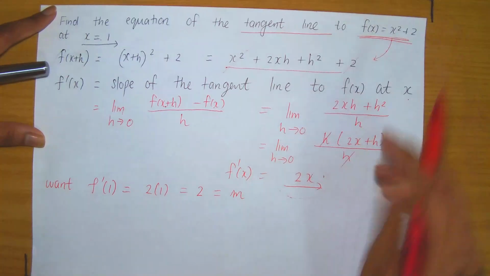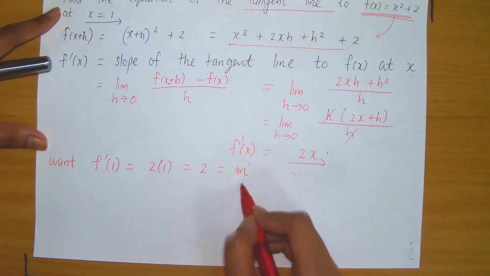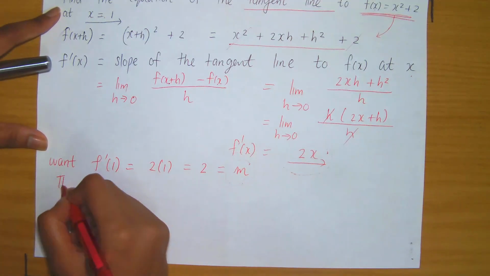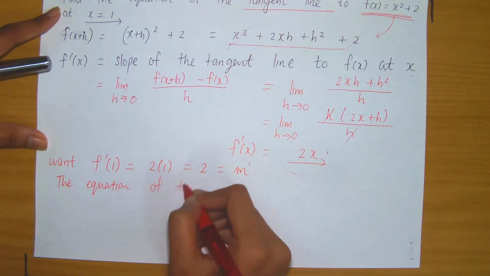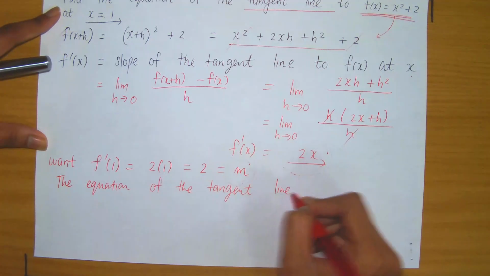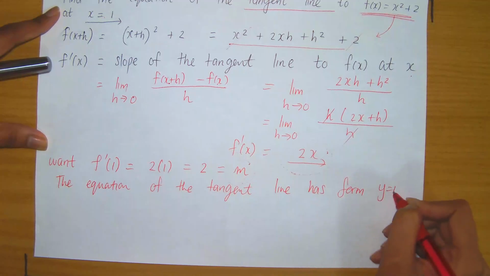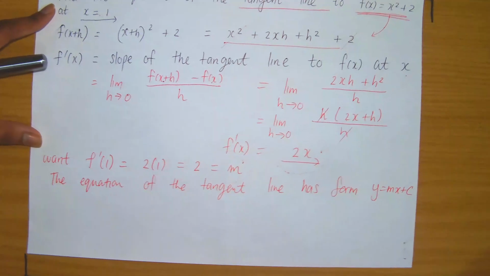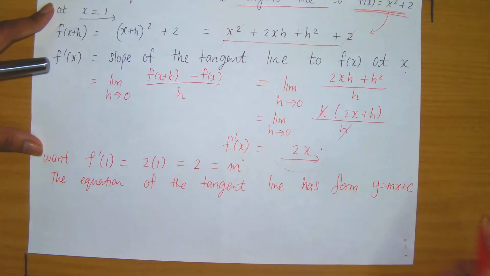We are working with a tangent line, meaning we know it's a straight line. So keeping that in mind, the equation of the tangent line has the form y equals mx plus c, because it's a straight line, and luckily we've already got the gradient at that point. So what we are required to obtain now is the y-intercept.